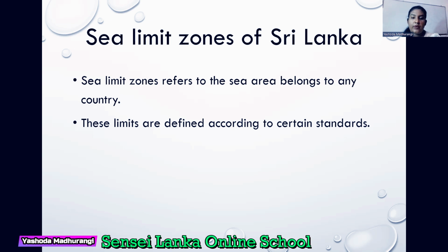These limits are defined according to certain standards. Limits are identified. This area belongs to Sri Lanka. This area belongs to India. Like that, it is defined according to certain standards. There are rules and regulations. If we think this area is good for us, we can't say that it is ours. There are rules, there are regulations, there are certain standards. According to them, the sea areas or the limits are given.